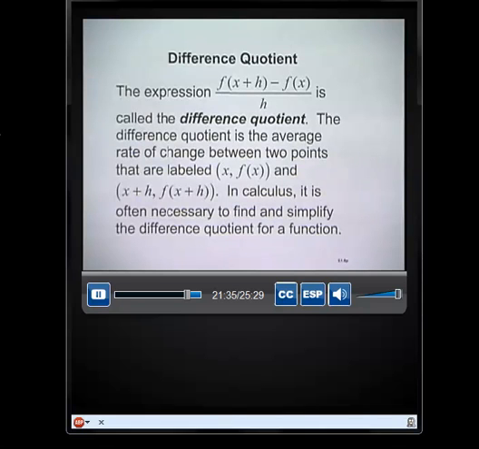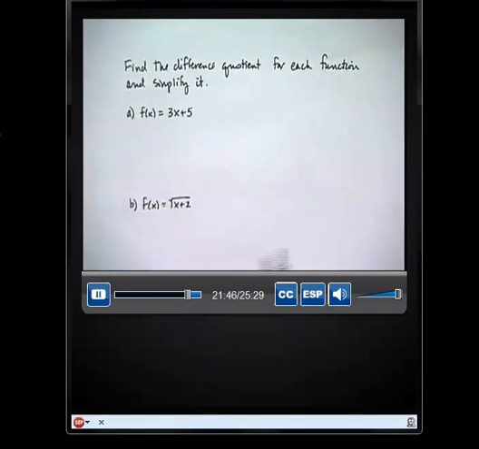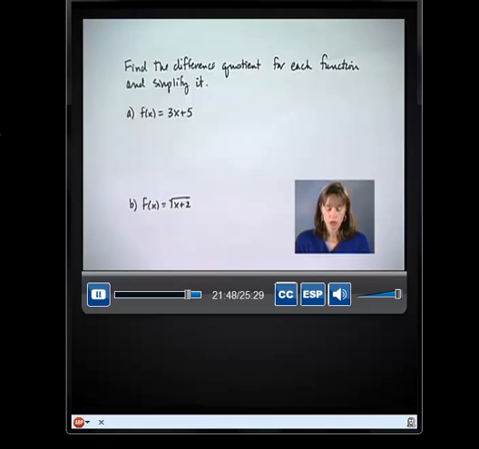In calculus, it's often necessary to find and simplify the difference quotient for a function. So there's a reason for finding it. Let's try it out. Let's find the difference quotient for each function and simplify it. And we'll start with the function f of x equals 3x plus 5.